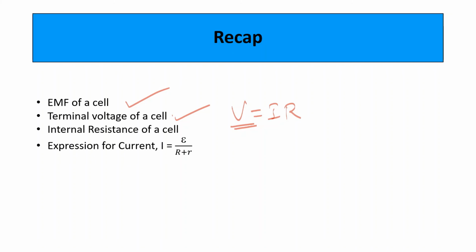And what do you mean by internal resistance of a cell? Every cell will have a small resistance of its own, and that is the resistance which is offered by the electrolyte. Finally, we learned about the expression for current. Expression for current I is equal to epsilon by R plus r.